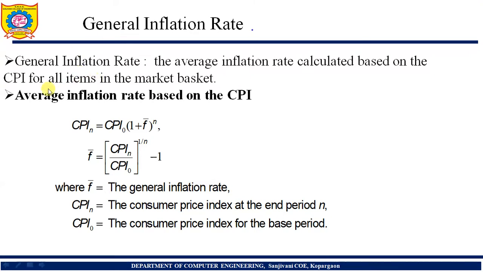Here the average inflation rate is based on the consumer price index, that is the general inflation rate. The average inflation rate is calculated by using the consumer price index. The consumer price index for n years equals CPI 0, where 0 is the base period, times (1 plus f bar) raised to n.